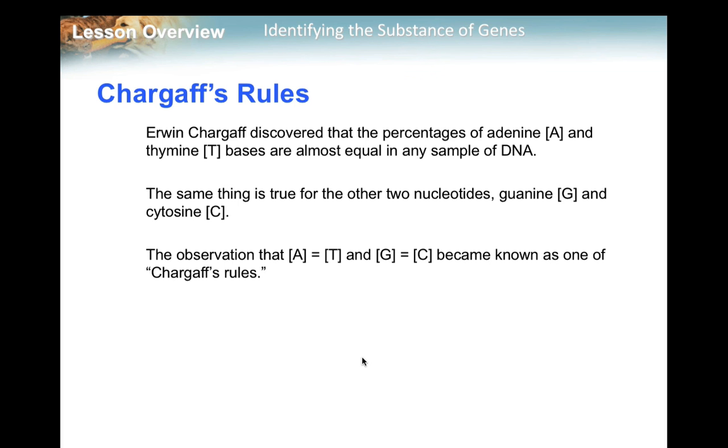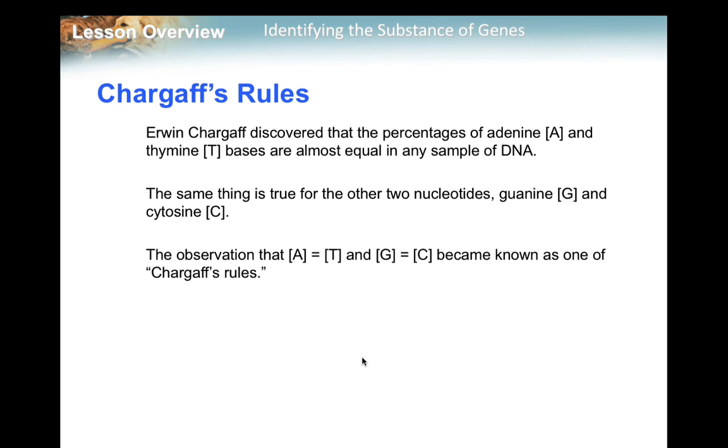Erwin Chargaff discovered the percentages of adenine and thymine are almost equal to each other in any sample. So if you have 25% adenine, then you should have 25% thymine. And the same thing happens with guanine and cytosine.